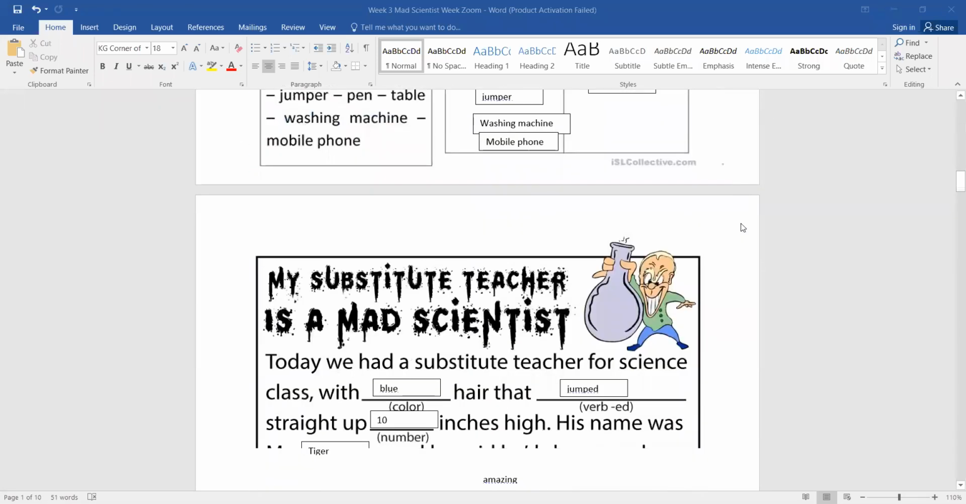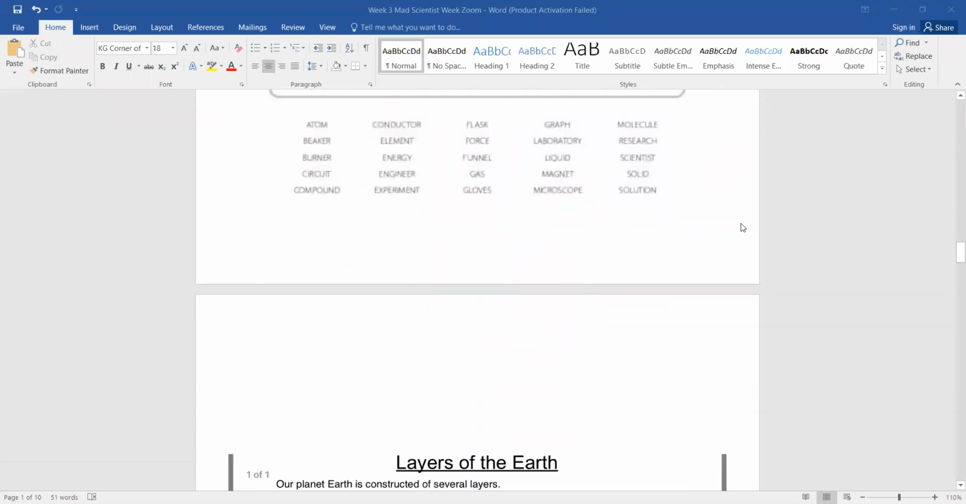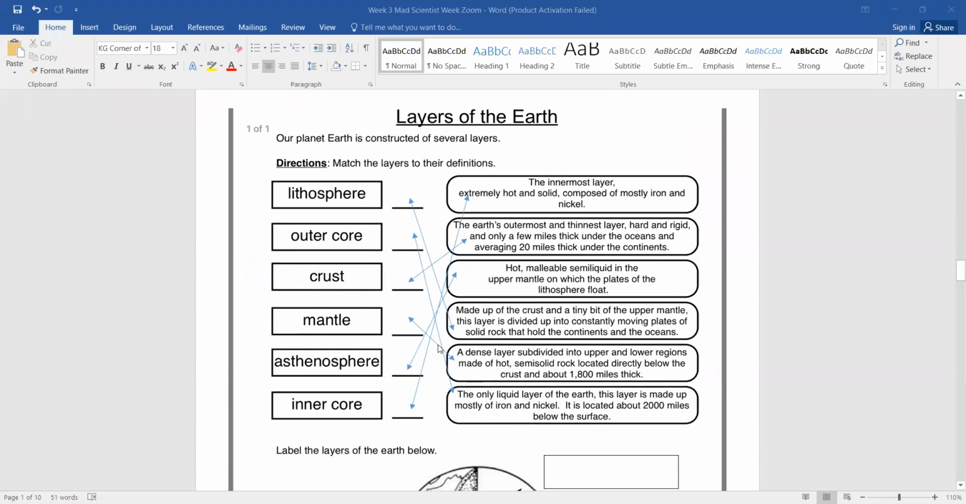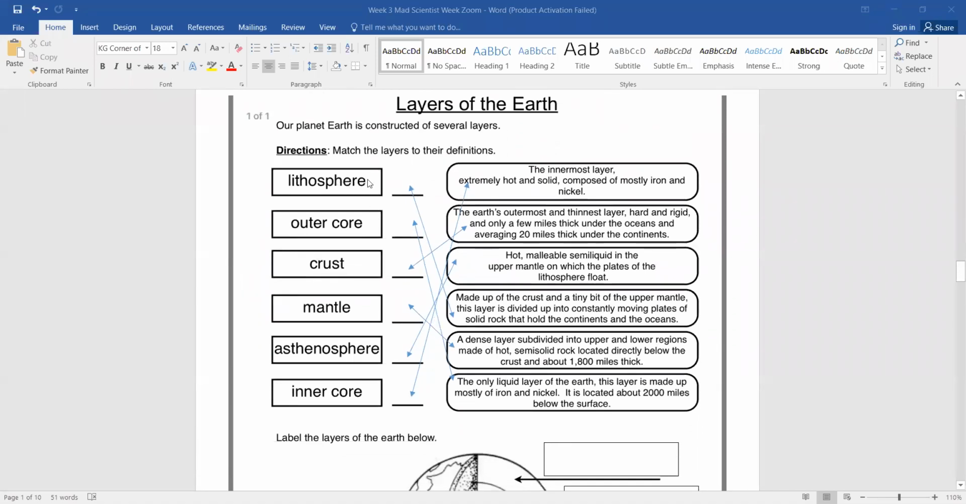So we already started this packet and we are now down here in the layers of the earth. I already matched it to save ourselves some time. For this one, the lithosphere is made up of the crust and a tiny bit of the upper mantle. This layer is divided into constantly moving plates of solid rock that hold the continents and the oceans. The outer core goes down here, the only liquid layer of the earth. This layer is made up mostly of iron and nickel. It is located about 2,000 miles below the surface.